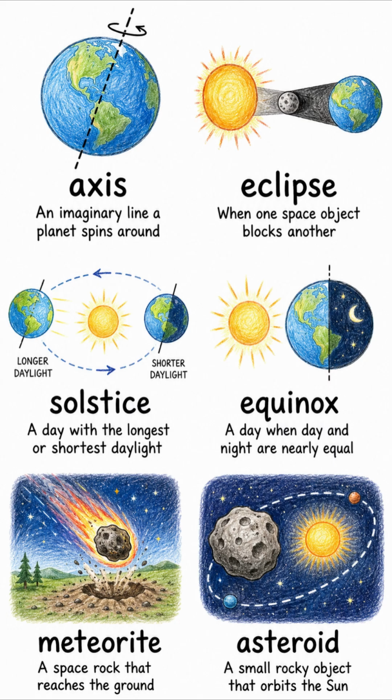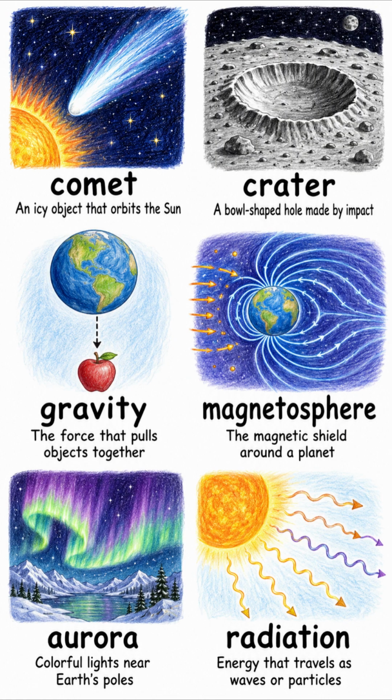Meteorite. A space rock that reaches the ground. Asteroid. A small rocky object that orbits the sun. Comet. An icy object that orbits the sun. Crater. A bowl-shaped hole made by impact. Gravity. The force that pulls objects together.